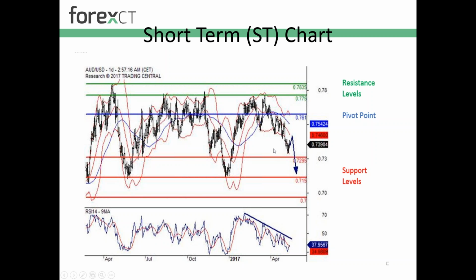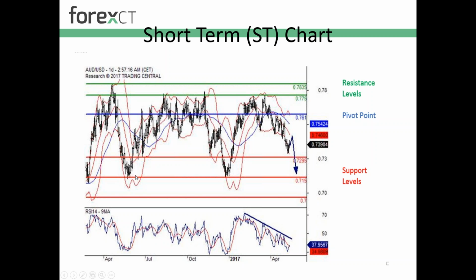And if you look here on this chart, what you can see is that Trading Central believes the market will pivot around the 0.7610 level. And you're looking at support at the 0.7295, 0.7150 and 0.7 levels. And you've got resistance at the 0.7750 and 0.7835. And what their analysis says is that they believe that this, in general, is a sell. The market's expected to move up a bit, but ultimately they believe that it's heading towards that second support level.